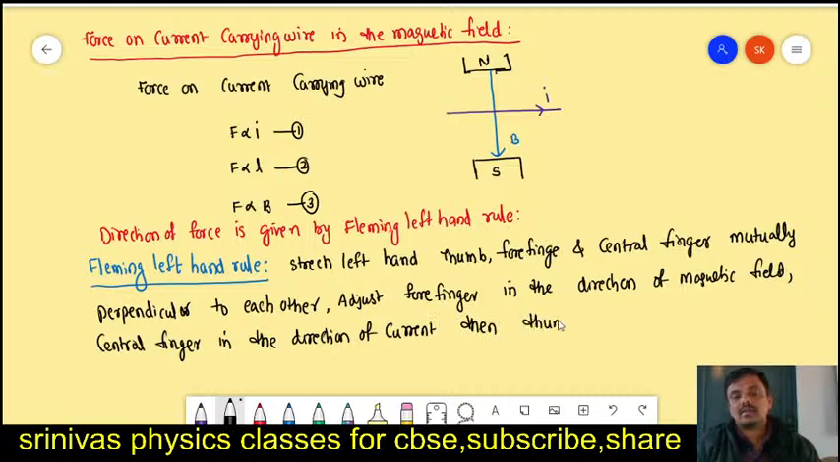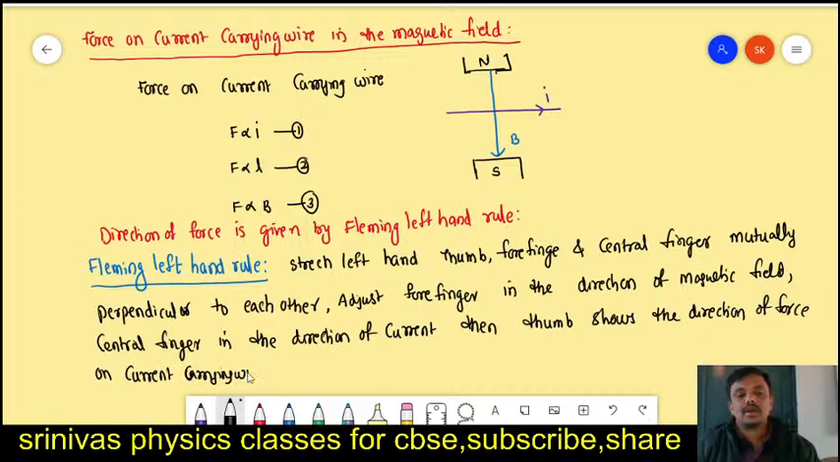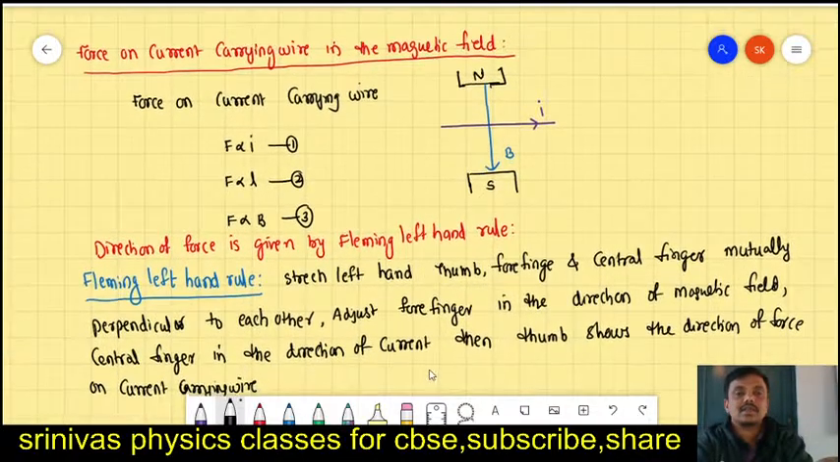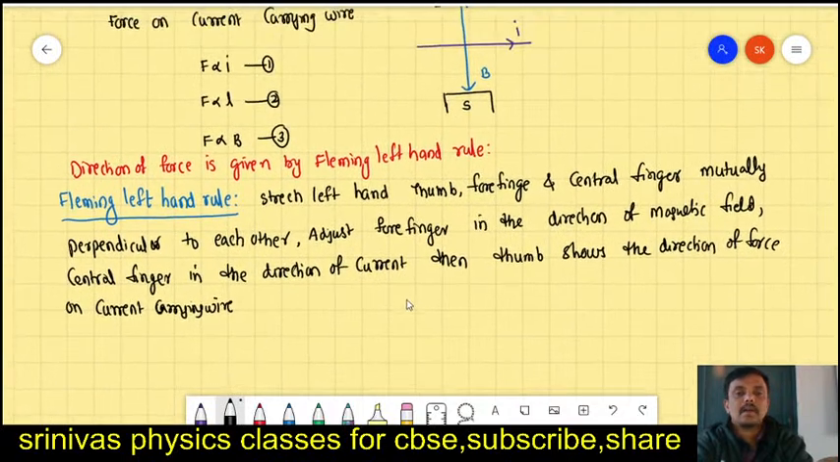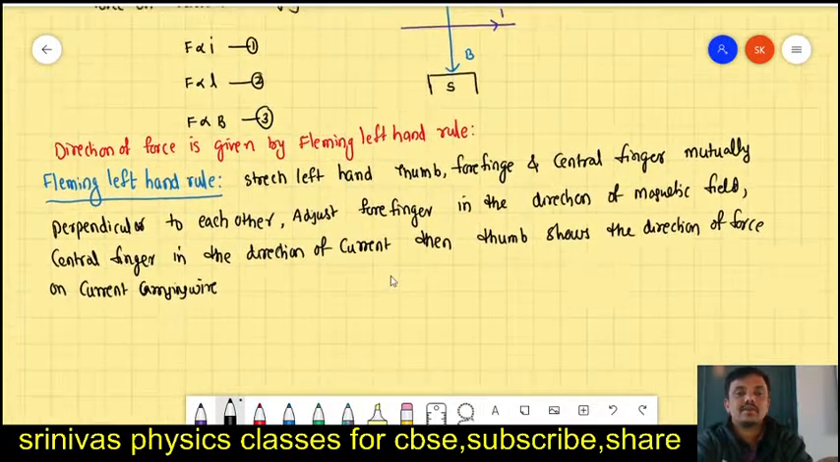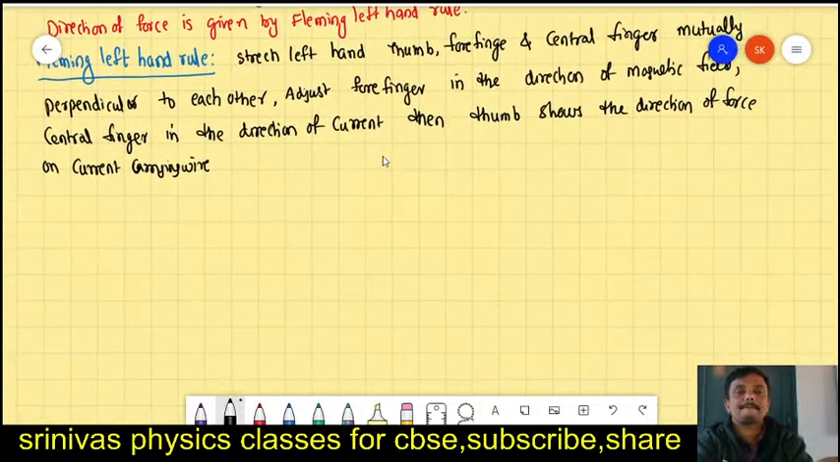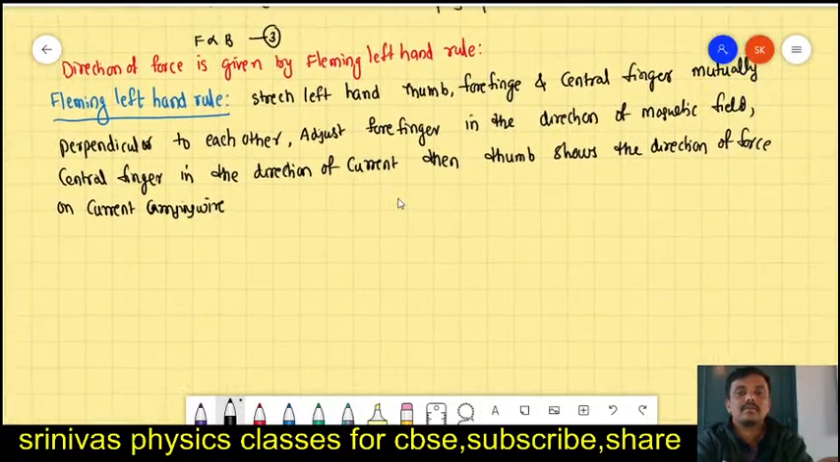Then the thumb shows the direction of force on the current carrying wire. Okay, I will simplify it and write it here. You take the screenshot and note it. What is B in this? B is the magnetic field.